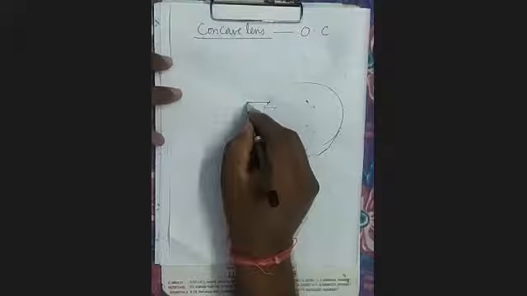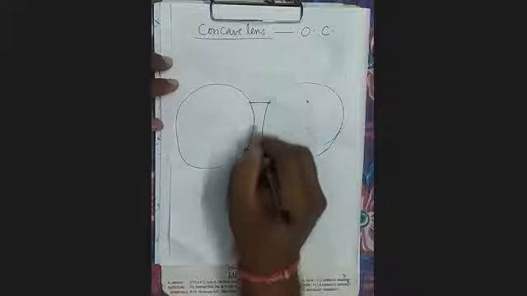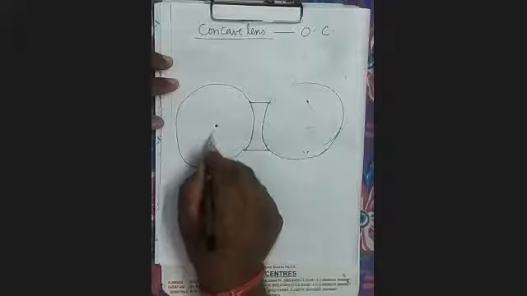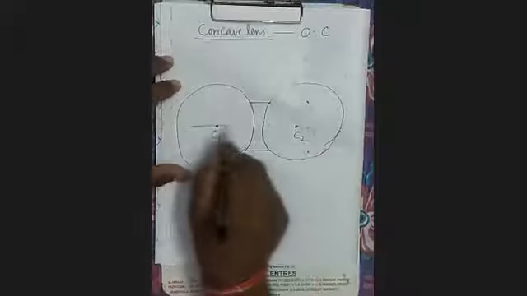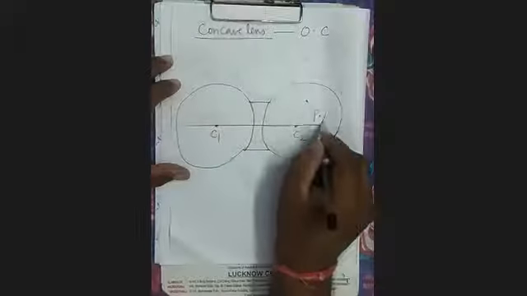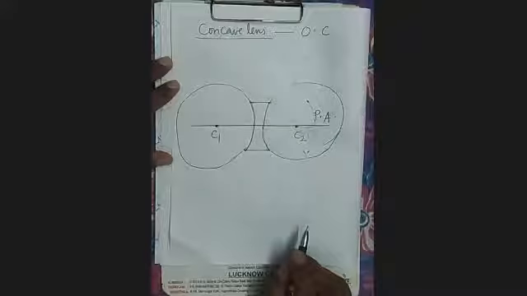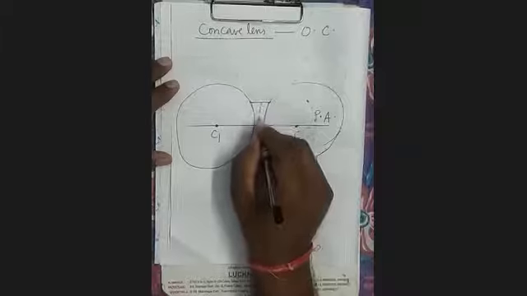And this curved surface is part of a sphere. This is the first, so its center of curvature is C1. Here it is C2. This line is called the principal axis. Where will be the aperture? Aperture will be this.